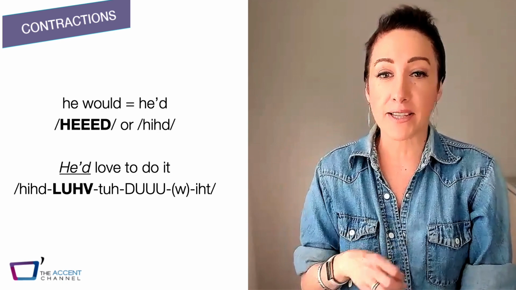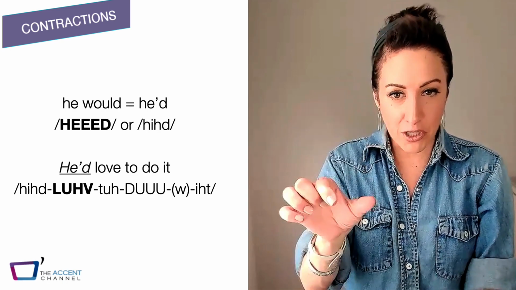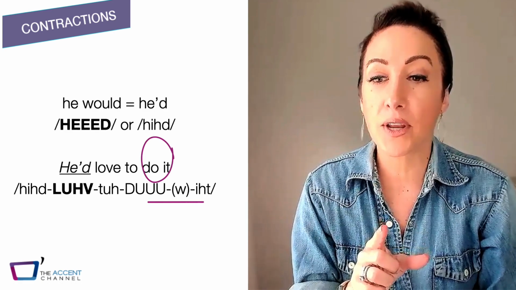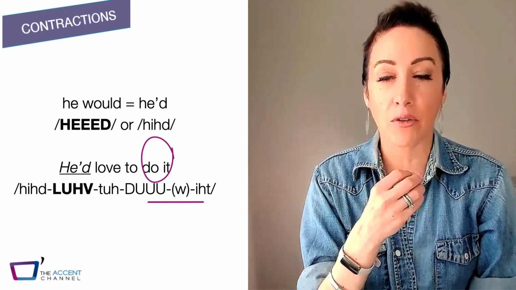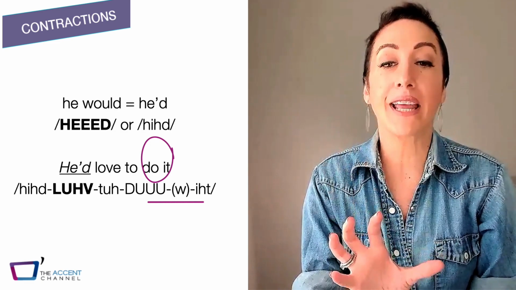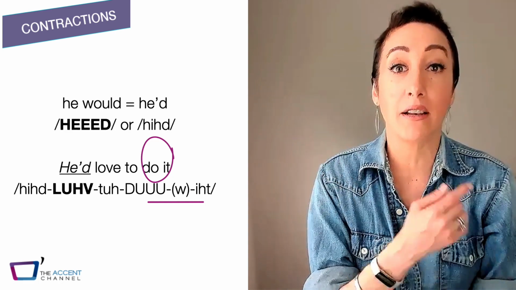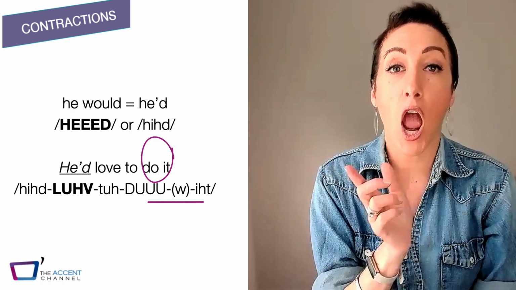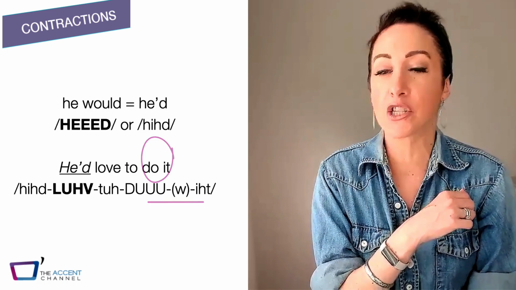Let's practice our phrase. He'd love to do it. And we want to stress the word love a lot. That's going to be our rhythmic pattern. I also want you to notice there's the shadow of a W. There's a W sound so that we can smoothly connect the word do and it. Do it. There's a W. Do it. Do it. Good. Let's do the whole phrase.